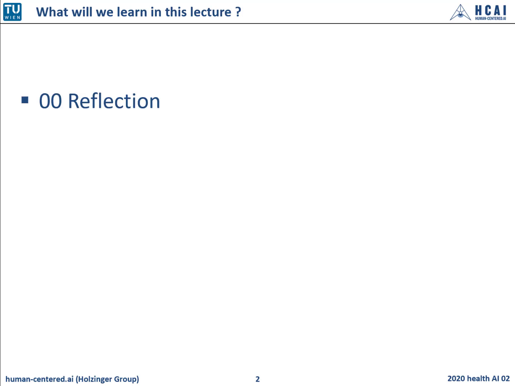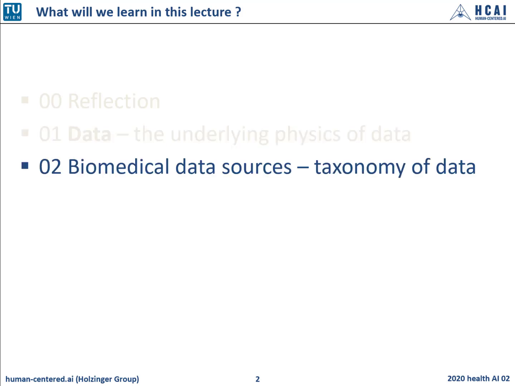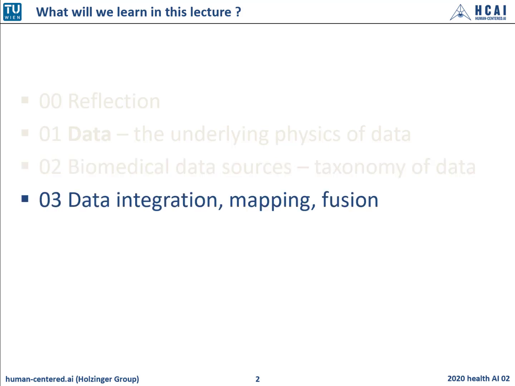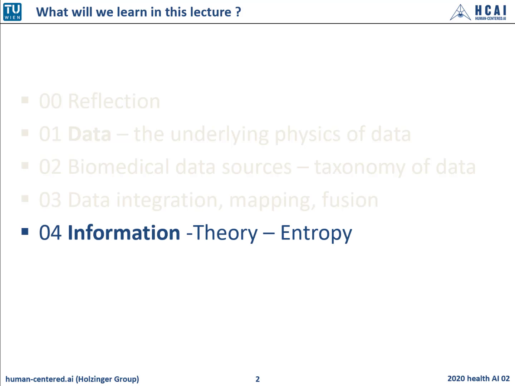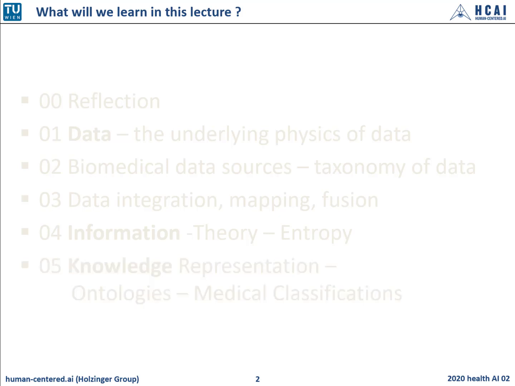But first, we will start with the reflection. Then we will get to know the underlying physics of data. Then where does the data come from? A taxonomy of data, data integration, mapping and fusion. Then information theory, entropy, and finally knowledge representation, a little bit about ontologies and medical classifications, because this is also very important for machine learning.